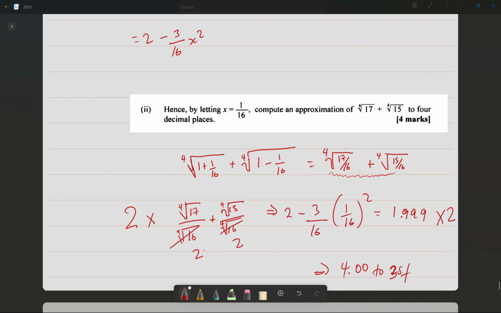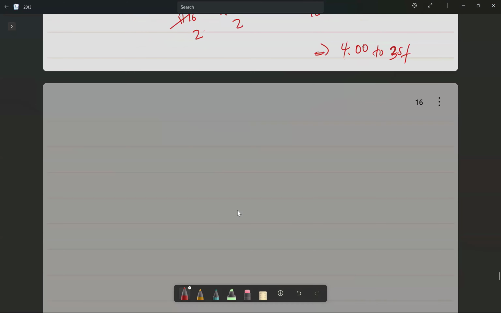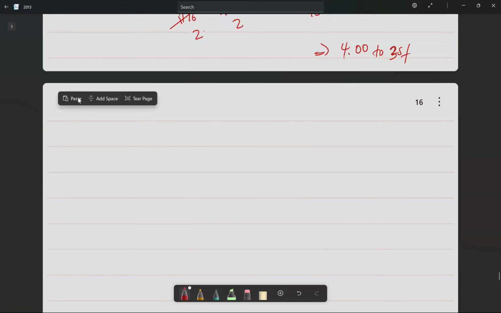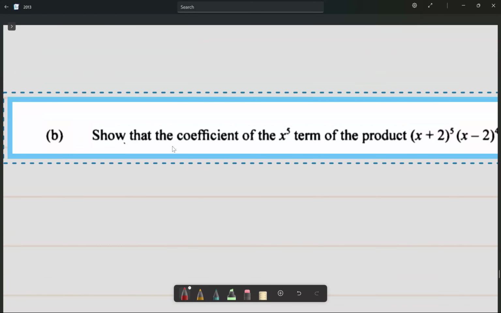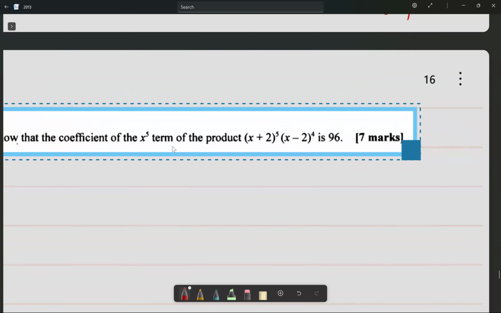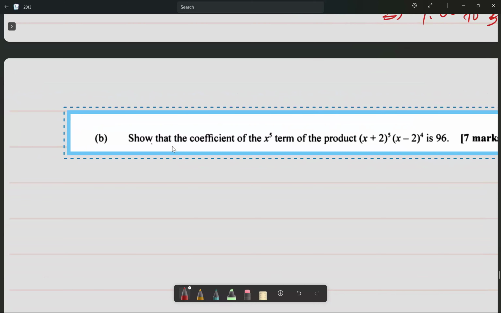The next question talks about, okay, the first one is another binomial expansion. It says that you should expand to get the x to the 5th term. When you do this, you're going to realize that you can't do the whole expansion because it's 7 marks and you don't have all the time to work. Remember that this is a speed exam.